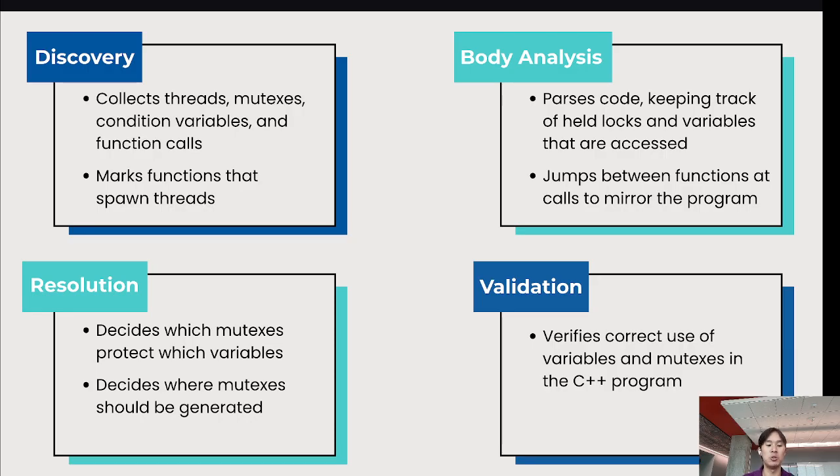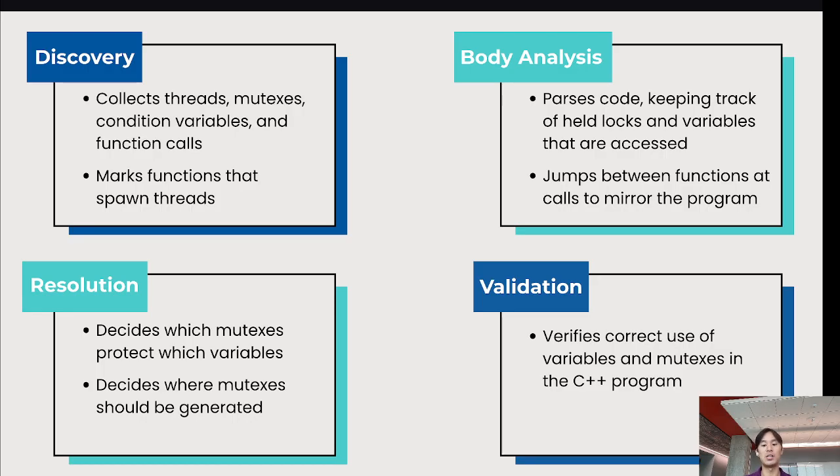It decides which mutexes protect which variables, and also decides where the mutexes should be generated. Because in C++, it is normal to have the mutexes as global variables. However, in Rust, it is normal to have them as local variables, and it's very difficult to make them global variables. So in order to make them local variables, they need to be generated somewhere. And that somewhere is what is decided in the resolution part.